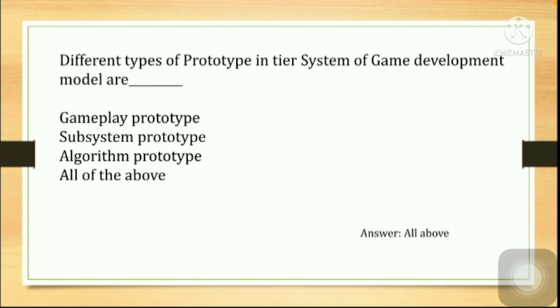Next, different types of prototypes in the tier system. Gameplay prototype, yes, it comes within it. Subsystem prototype, yes, it comes within it. Algorithm prototype, yes, it also comes. If two come, then directly the option is all of the above. Your answer is all of the above.